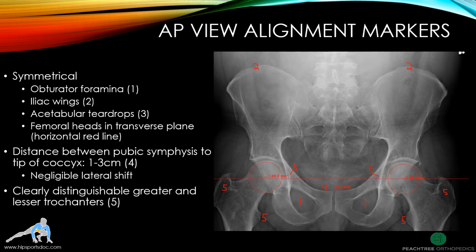In the anteroposterior view, there are 5 markers that indicate proper alignment of the image. First, we check the symmetry of the obturator foramina, iliac wings, acetabular teardrops, and femoral heads in the transverse plane. The distance between the pubic symphysis and the coccygeal tip should be 1 to 3 centimeters with minimal shift laterally. Both greater and lesser trochanters should be clearly distinguishable.